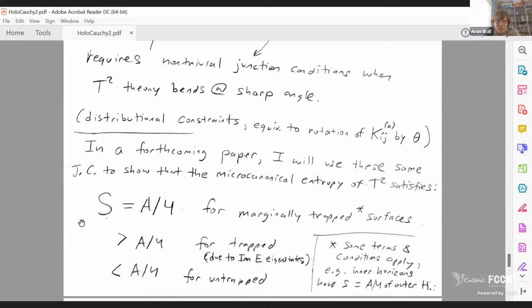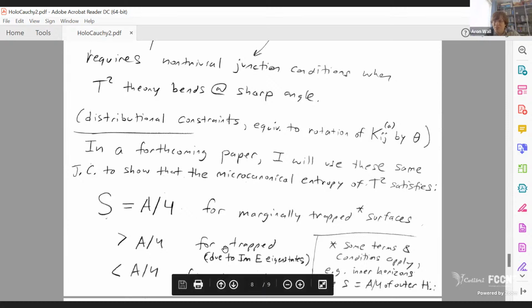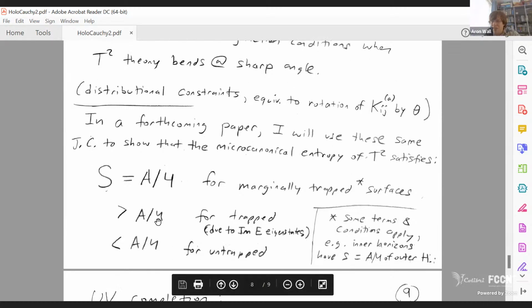Roughly speaking, you find that the microcanonical entropy, first of all, of a codimension 2 slice only depends on the intrinsic codimension 2 data. It doesn't matter which codimension 1 slice passes through it. Second of all, if you have a marginally trapped surface, your microcanonical entropy equals A over 4, the Bekenstein-Hawking entropy. But if you don't have a marginally trapped surface, it could be bigger or smaller. In particular, for trapped surfaces, you find that it's actually bigger than A over 4.